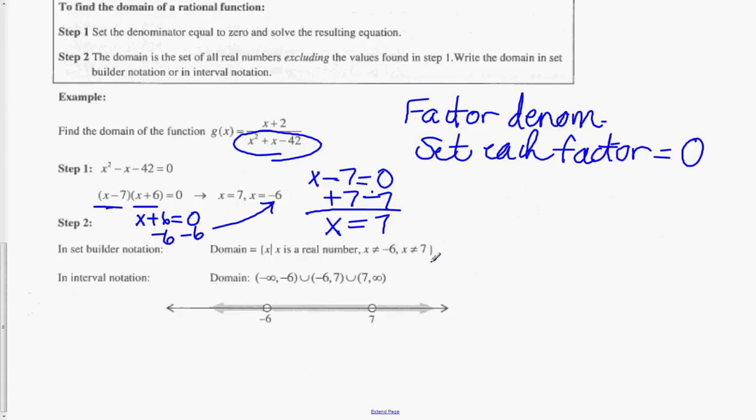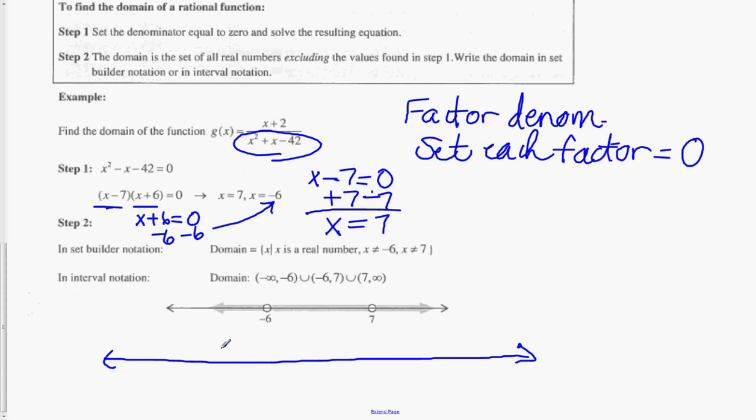Sometimes you'll list them in the homework with just negative 6 comma 7. Just separate the answers with a comma. If you're asked for interval notation, that involves using the number line to show the numbers that are not included.